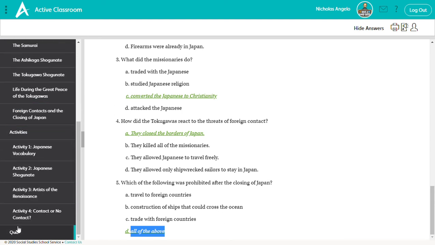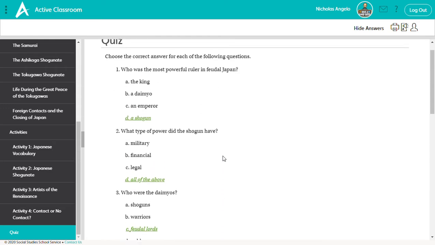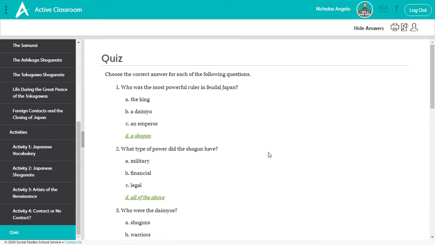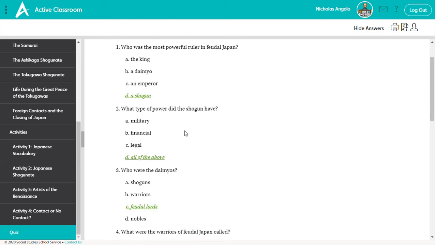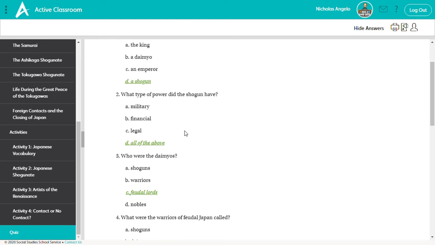Okay, I also had you do the quiz on this one. I'll go through those questions quickly. 1. Who was the most powerful ruler in feudal Japan? Many of you put the emperor. It's not right. The emperor was the figurehead, technically the person at the top, but really the shogun is the person with the most power, so 1 is D. 2. What type of power did the shogun have? Military, financial, legal, or all of the above? All of the above is your best choice, D.